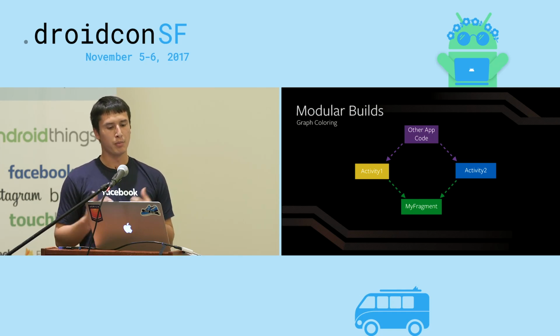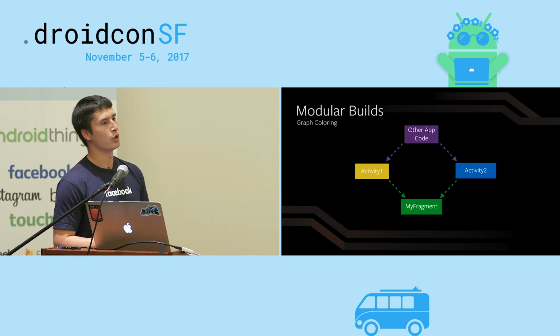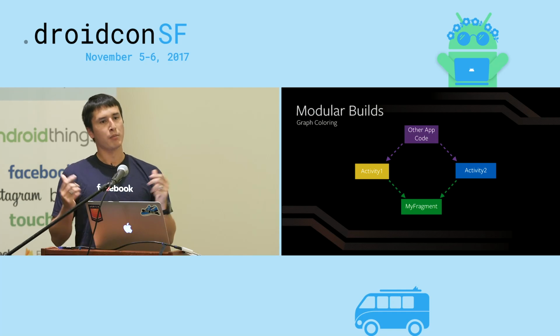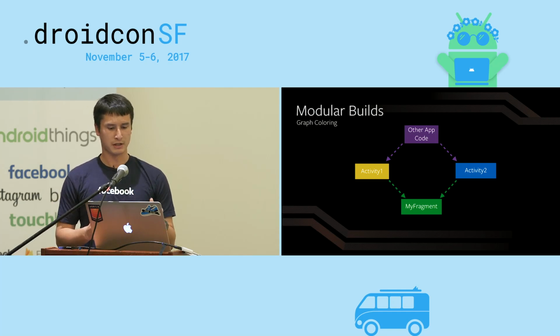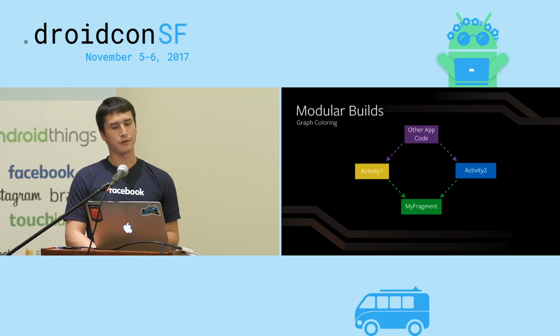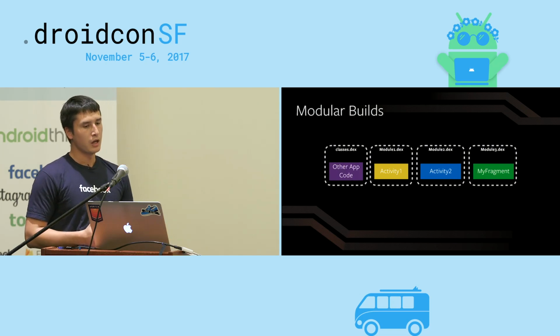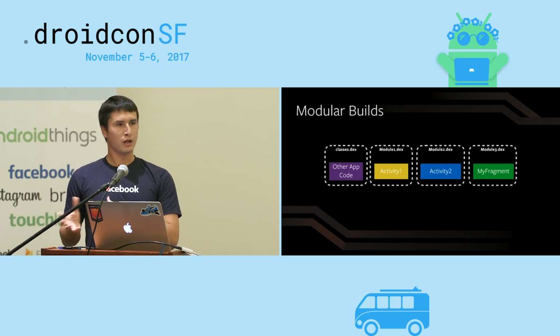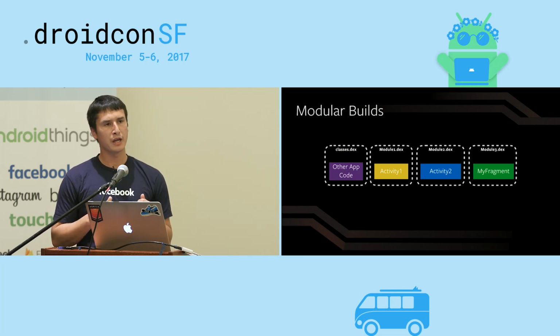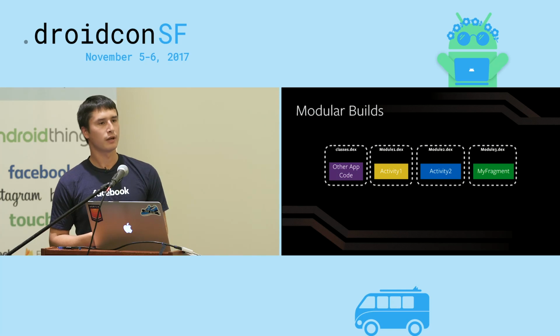In this case, both activity 1 and 2 depend on the fragment. They reference it, and so I will put my fragment into its own module and then mark a dependency between the modules of activity 1, activity 2, and the fragment. And so now when Buck goes to build your code and organize it into multiple dex files, this is the result. All of the other app state goes into other classes.dex files, and for our modular dexes, we get one for activity 1, one for activity 2, and one for that fragment.